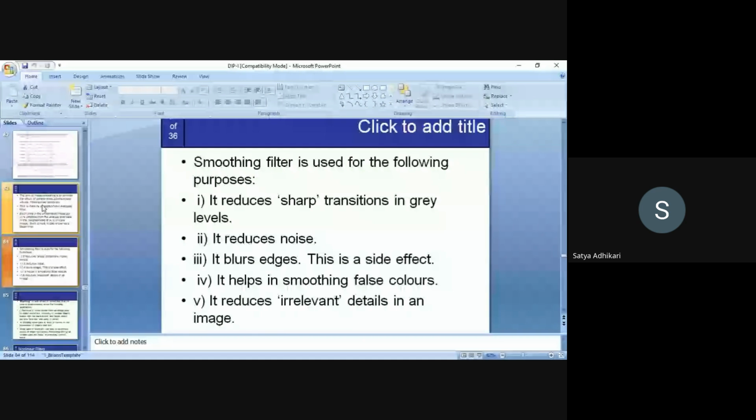Sometimes you get a question: what is a low pass filter, what is smoothing, what are its purposes, with an example. So you can explain it.